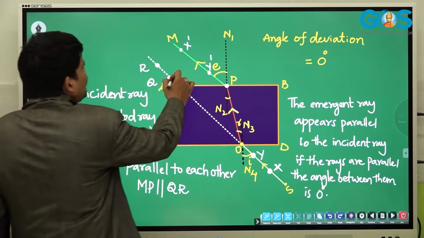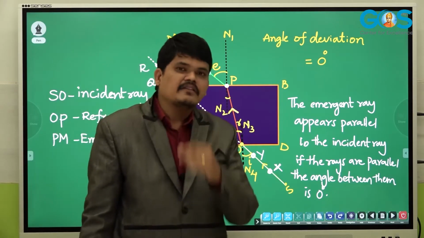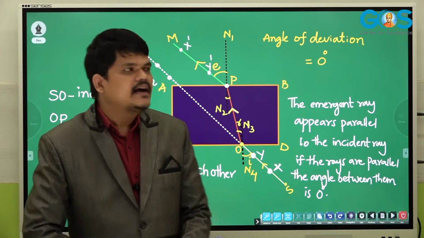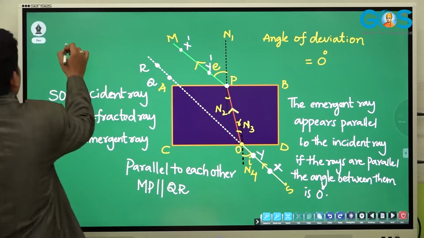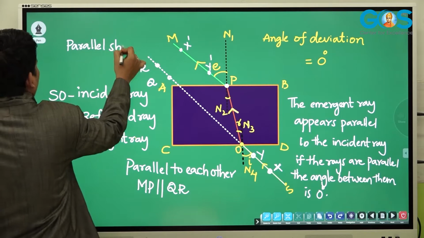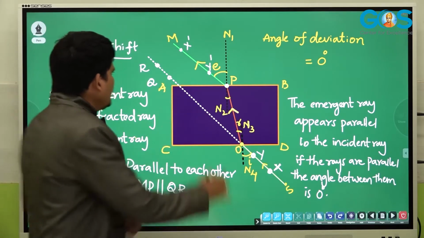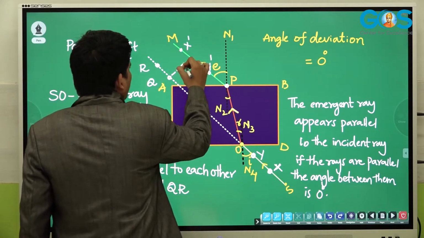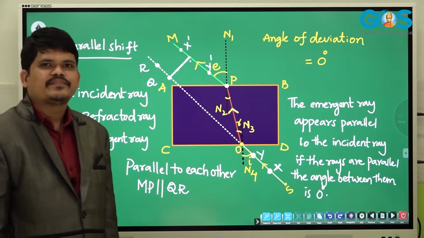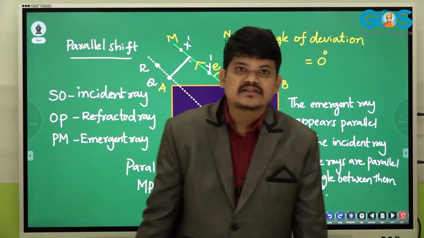Now try to measure the distance between the extended incident ray and the emergent ray with the help of a scale. That is called our required parallel shift. Right. So what is called the parallel shift? The distance between the extended incident ray and the emergent ray, the two rays which appear parallel. If we are able to measure the distance, that is called parallel shift.